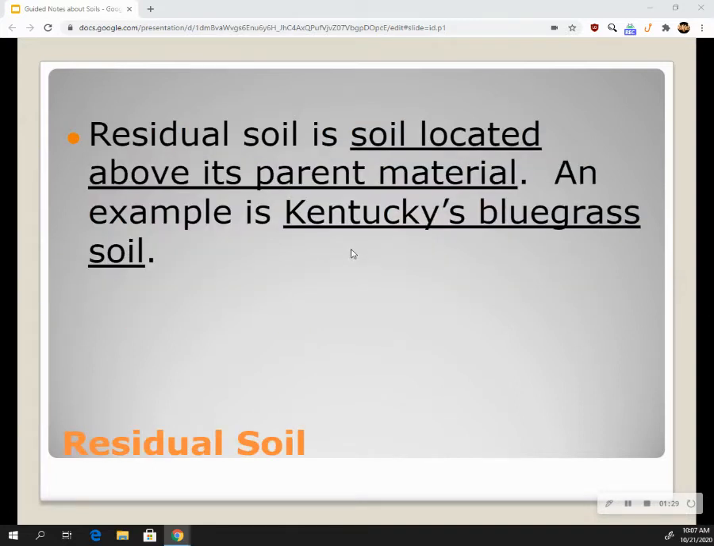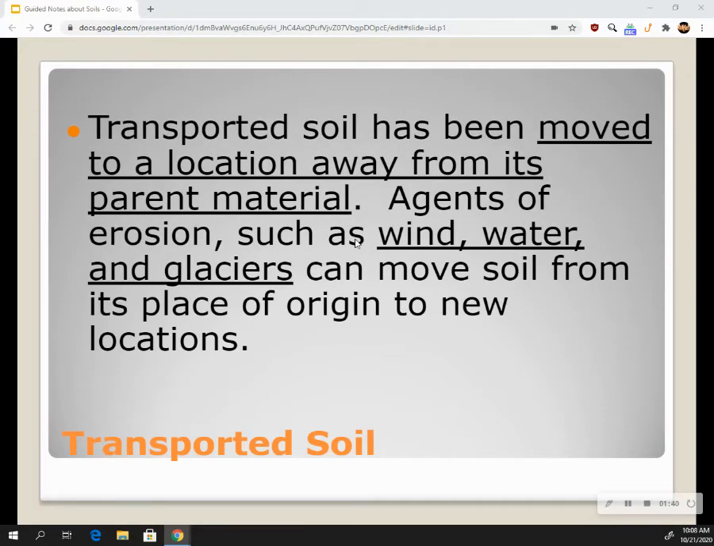So this is soil located above the parent material, so something that's on top. So Kentucky bluegrass soil. This is what Kentucky bluegrass will actually grow better on. If you look at transported soil, it is something that is moved from one location to a different location. So say I take planting soil. If you use the planting soil in a plant and you transplant it and put it into your yard, for instance, if I go buy a bush, it's going to be in some sort of soil. It is already in transported soil and is now being placed into my yard. So now it'll mix with the parent material in my yard.